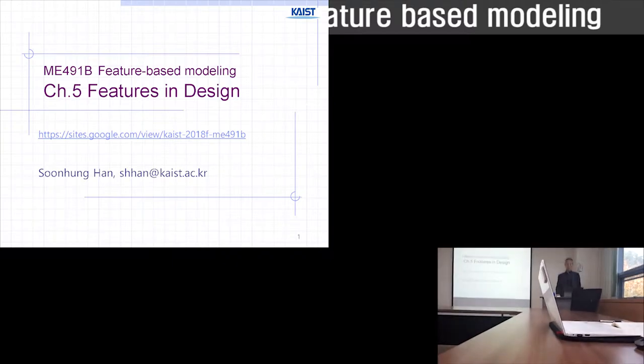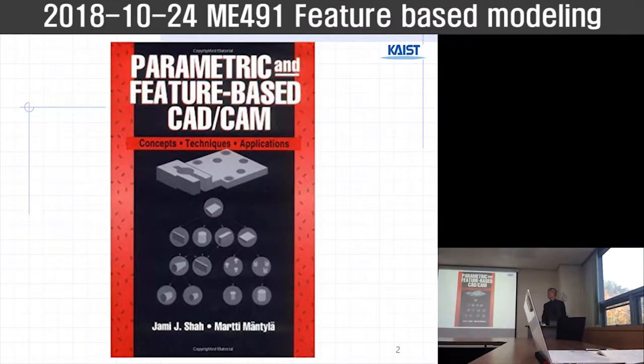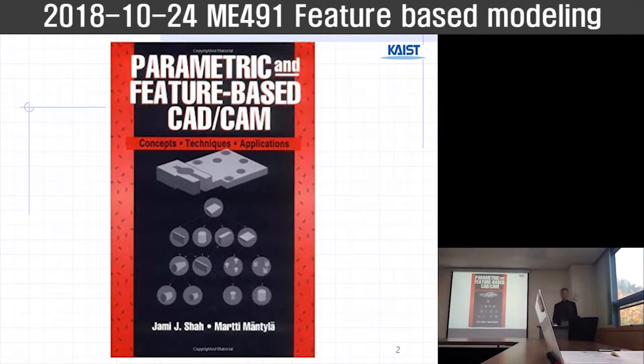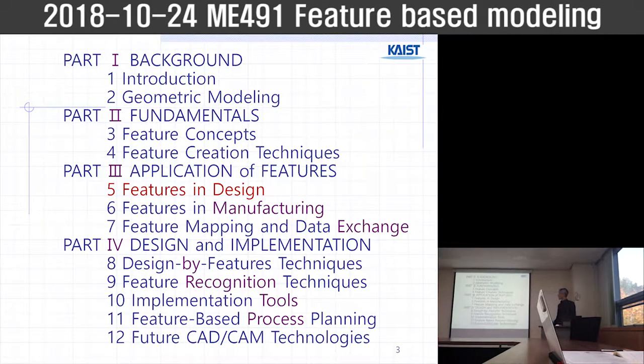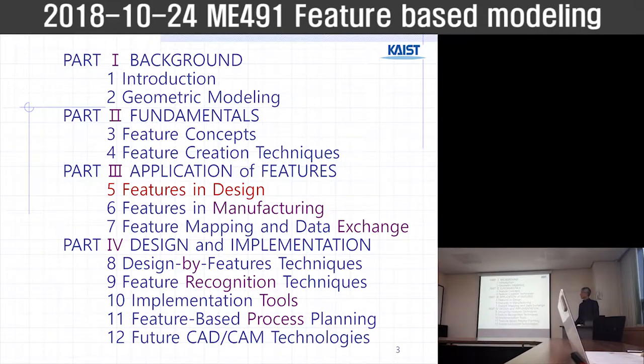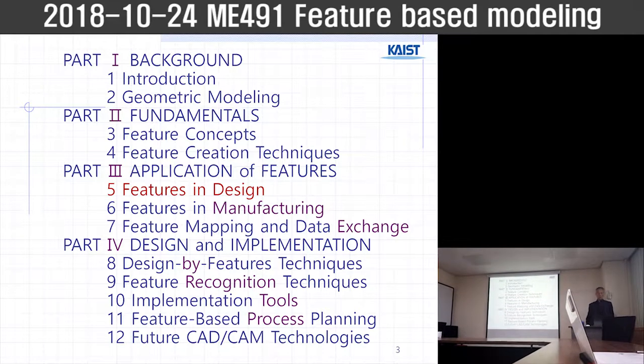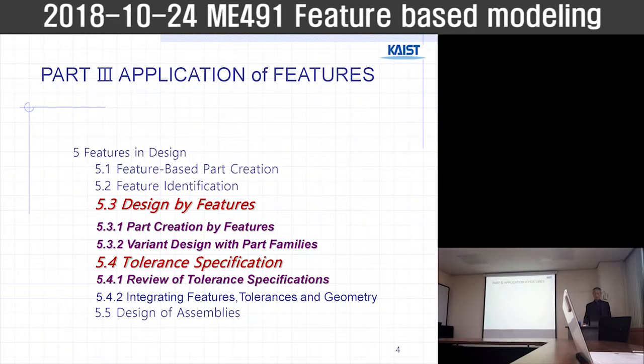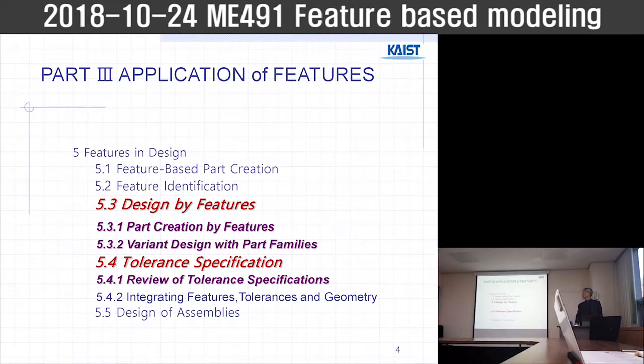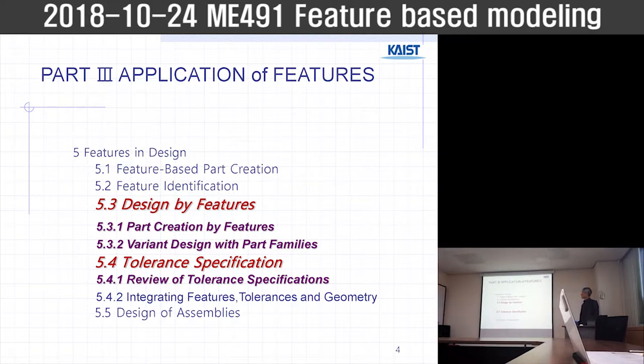Our features and design. So this is the book we are covering now, and we are in chapter 5 already, in the middle of the book, application of features and design. Part 3 and chapter 5 already: sections 1 and 2 were covered by Alin, and then I cover section 3 and the first part of section 4. That is tolerance specification.